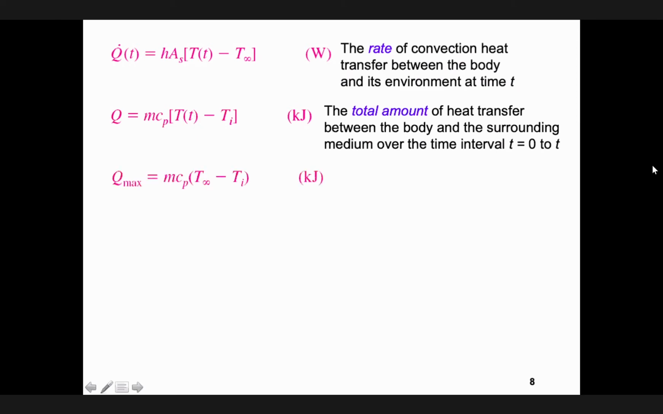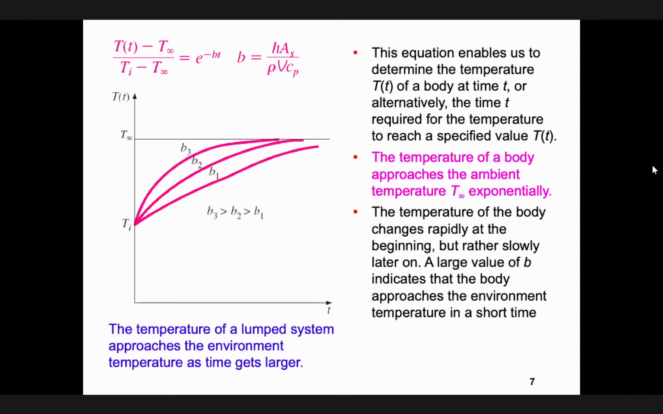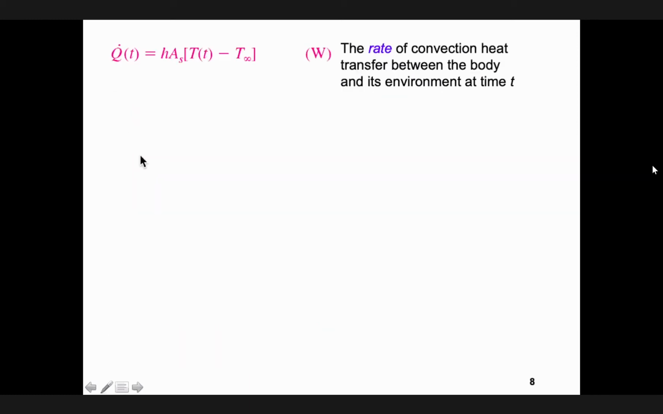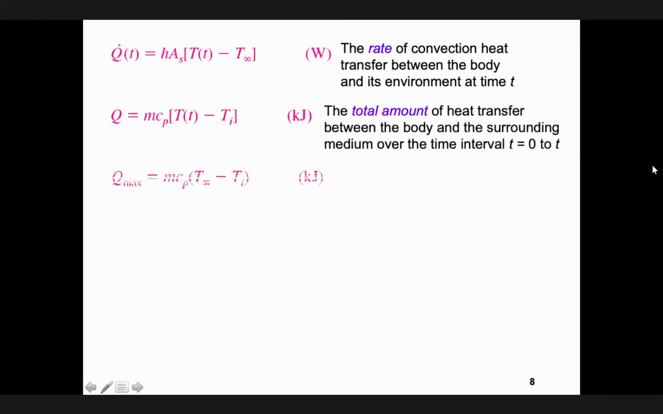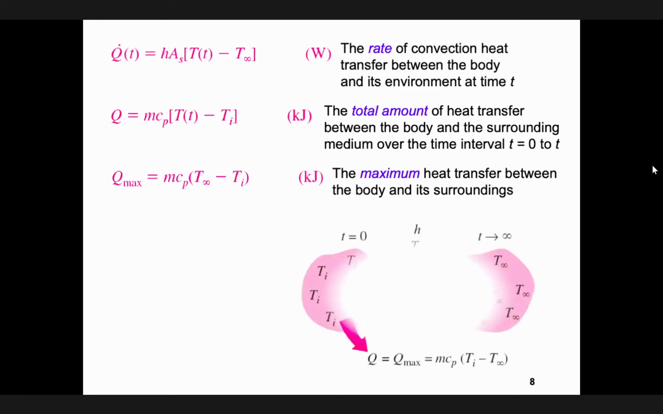When it's maximum, it means this is the time we reach steady state, okay? When it reached T infinity, from here to this temperature, this is the maximum temperature, the energy losses. Initially, the system was at this temperature, now it is at this temperature. This is the maximum energy transfer, and that's exactly the meaning of this one, okay? The maximum heat transfer between the body and so on, okay?